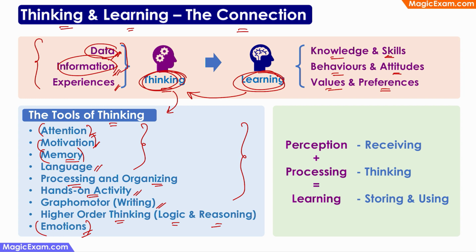So to summarize this slide, perception is receiving. So receiving is where you receive this data and information and experiences. Processing is thinking, where you are processing the data, information and experiences, and that results in learning. So learning means you are first storing the new knowledge, skills and behaviors, attitudes and values, preferences in your mind, and you are using them at a later stage whenever you need. So perception is the first step, processing is the next step, and learning is the third step.